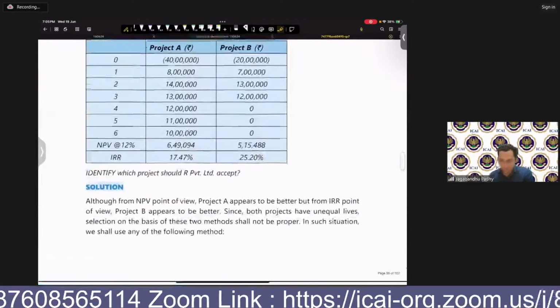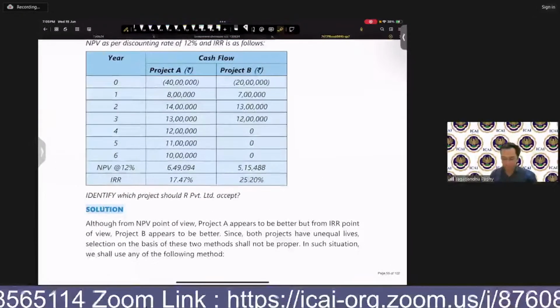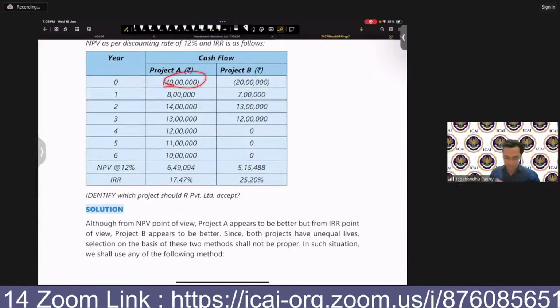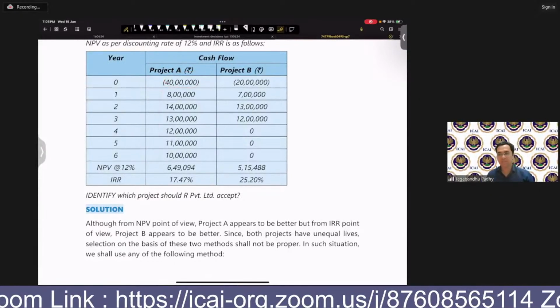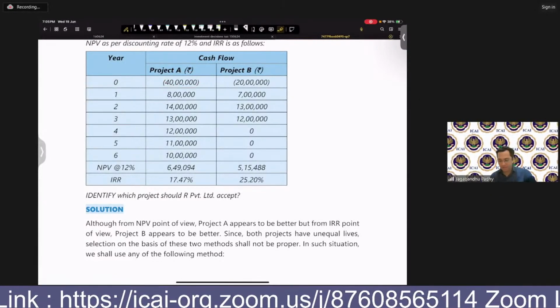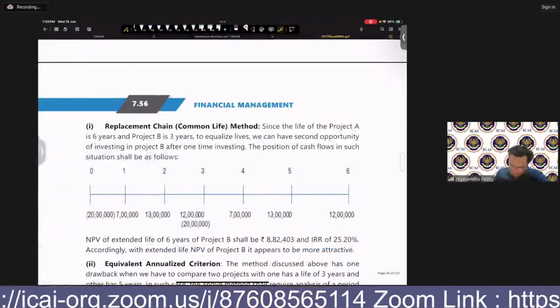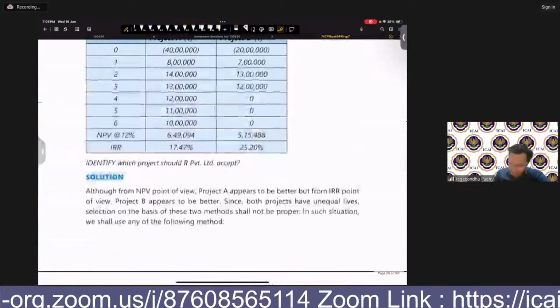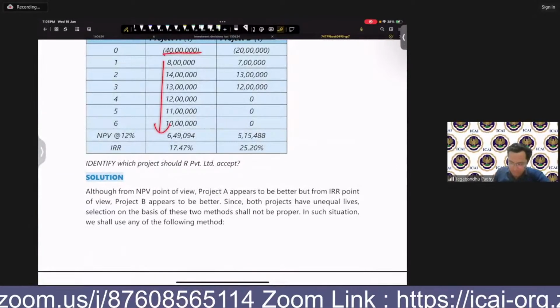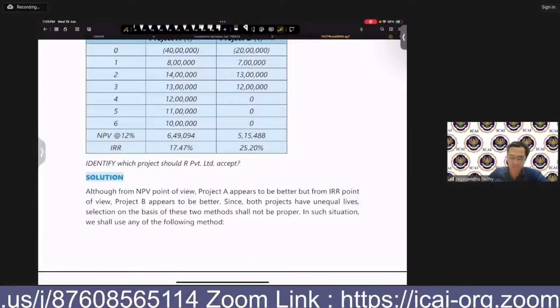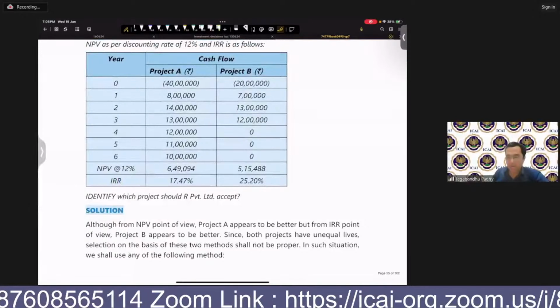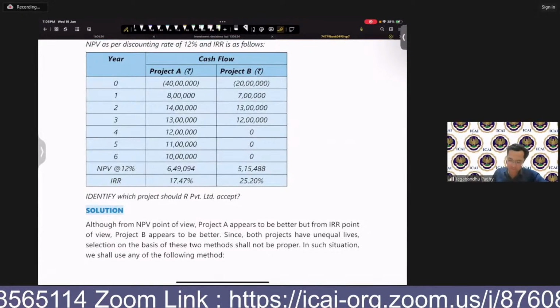Now, what would be the common life method? Common life method would be, in project A, 40 lakh is invested for a period of 6 years. If I want to have a comparison, I need to do one thing, that project A is going to have a cash flow of 40 lakh today, and then inflows in the next 6 years. But B is having a different set of cash flows.